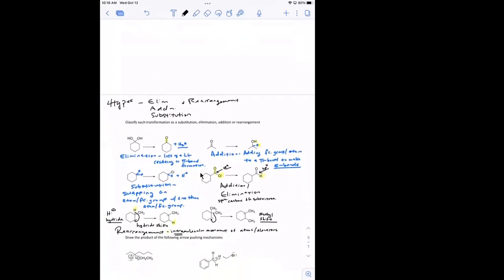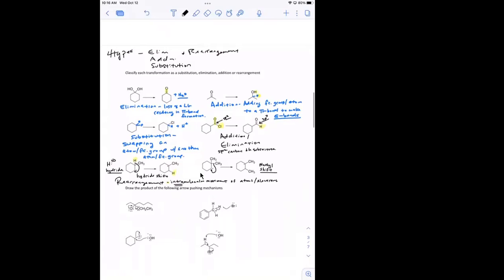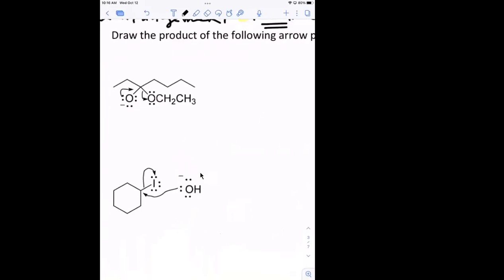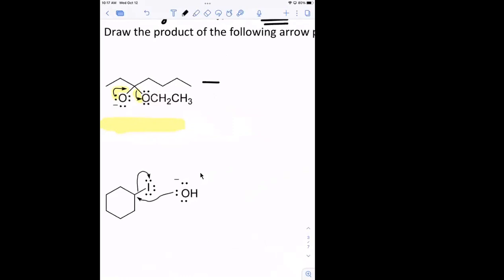All right, let's look at another set of reactions down here where we have the arrows. We're going to draw the products and determine what type of reaction it is. Let's start here. What do the arrows indicate? Where are these electrons going right here? That's making a pi bond. So this pair of electrons moving here means I'm making a pi bond between carbon and oxygen. What does this arrow tell us? I'm breaking a sigma bond and giving the electrons to oxygen.